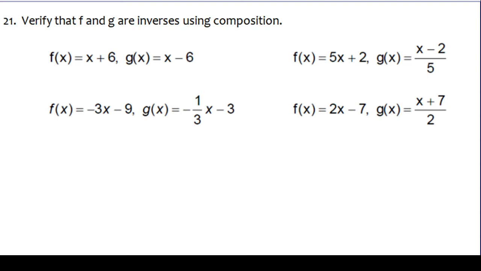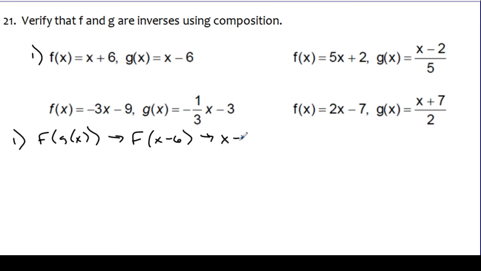So what that means is we need to do two things. For this first one right up here, problem number 1, I'm going to say f of g of x. Let me finish. f of g of x is going to be f of, well, g of x is x minus 6, which is saying go to the f function, plug in an x minus 6, so that's going to look like x minus 6 plus 6. Well, that's just x, and that's good. This is what we're looking for.